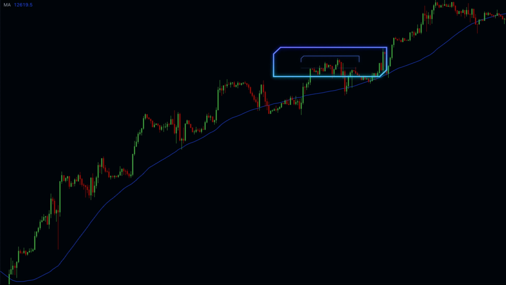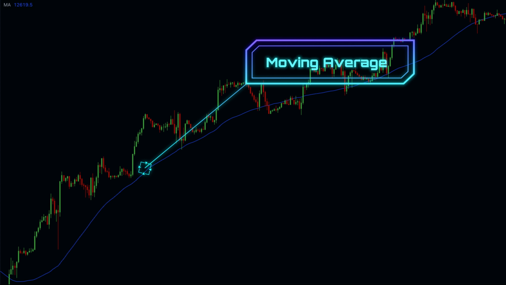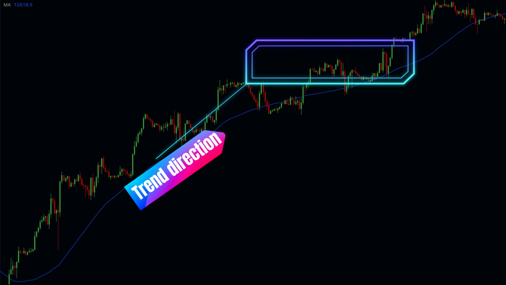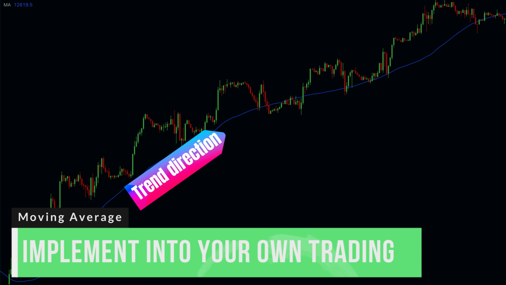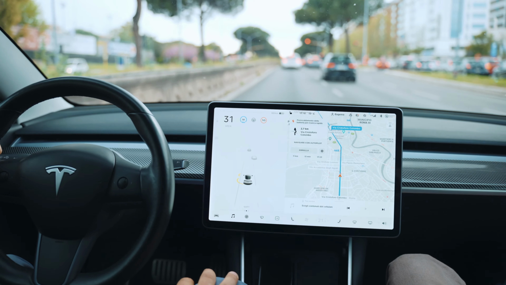Moving averages are something that I've used throughout my entire trading career. I still use moving averages to help me determine trend direction to this day, and it's something I definitely would suggest you try to implement into your own trading, as an objective rule in a trading strategy.